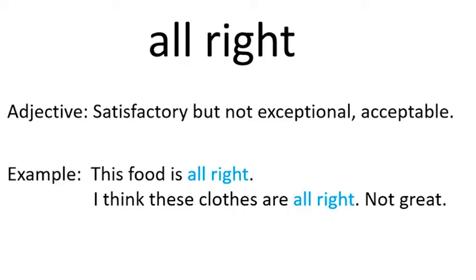All right and all right. Now I found out that these two words actually mean exactly the same thing. The only difference is the way that they're spelled. The all right with two words, all and right, is probably the best use of spelling for this word. It's more formal. And examples of this are, this food is all right, or I think these clothes are all right, not great. Basically, you use this word when you feel like something is not exceptional or acceptable but not great.